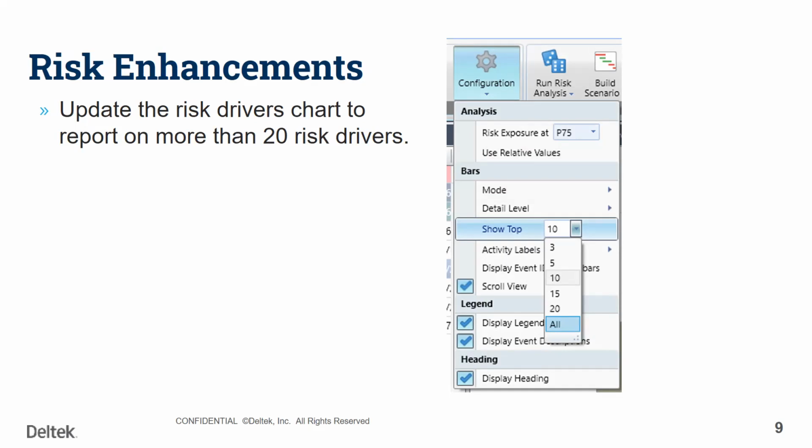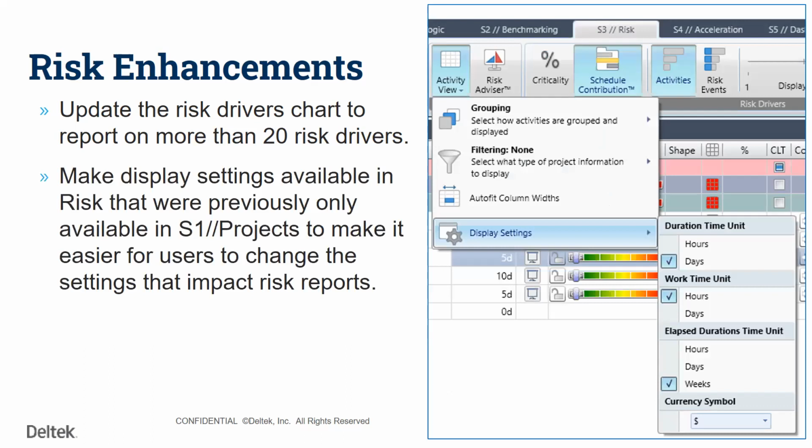The other one that I mentioned was the ability to get more than 20 risk drivers on the tornado charts. We've had it in there for a long time, capping it at 20, which is what most people want to see, the top risks driving impact on the schedule. But we did have a number of requests to see all of the risks that are impacting. So if you have a very large risk register and you want to know which risks are hitting, even at a very small level, you can now see the full list of all risks that are impacting the model.